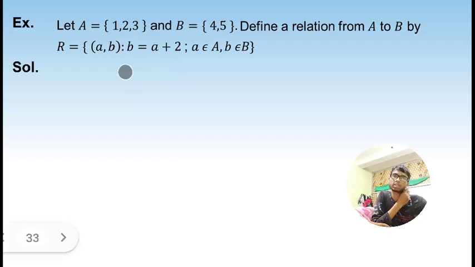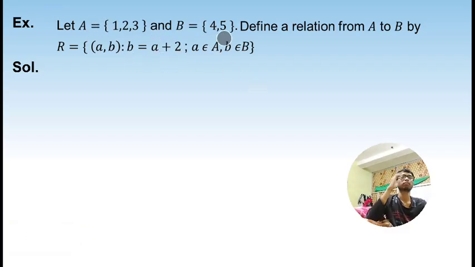So here it is saying the relation R is equal to (a, b). This should be an ordered pair such that b is equal to a plus 2. So whatever you get for a, just add 2 to it, then you will get b. And here a should belong to set A and b should belong to set B. So here if we take 1, then if we add 2, we get 3.